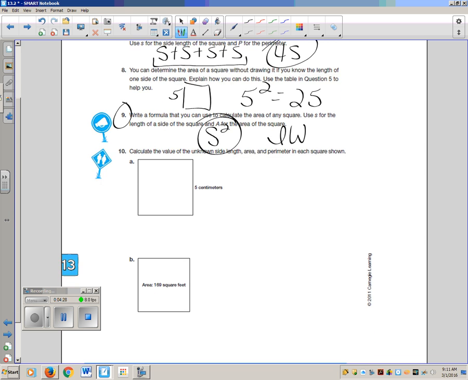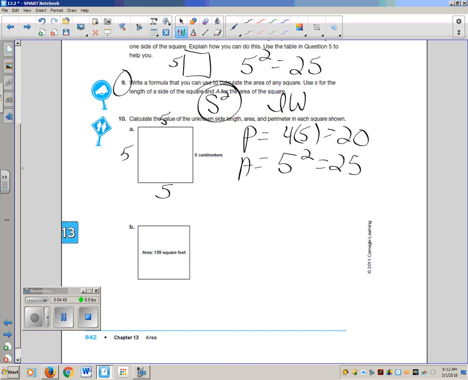Calculate the value of the unknown side length, area, and perimeter in each square shown. One side is 5. They're all 5. Perimeter would be 4 times 5, which is 20. Area is 5 squared, which is 25.